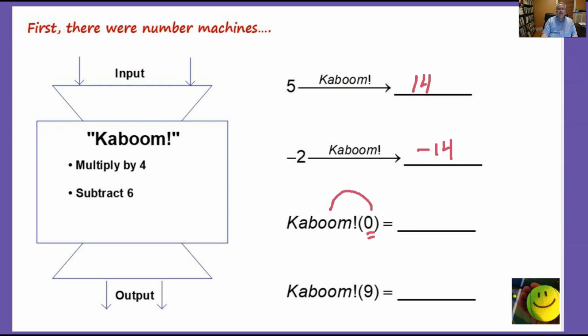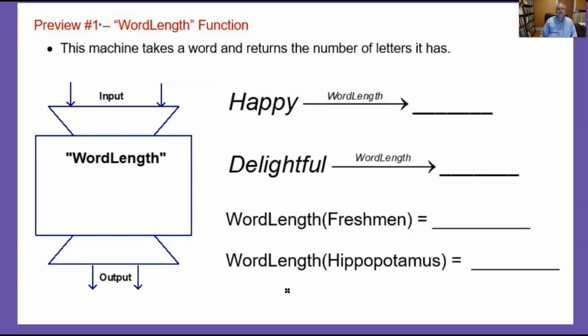We're going to put 0 into the function or number machine Kaboom. So 0 times 4 is 0. Subtract 6, that would give us negative 6. So when the input's 0, and when we put it into the number machine Kaboom, out comes negative 6. That's what this means. Here, the input is 9. We're going to put 9 into the number machine. 9 times 4 is 36. When we subtract 6, we get 30. These are kind of notations not only for number machines, but for functions, which is the main thing we're talking about. Here's another machine.